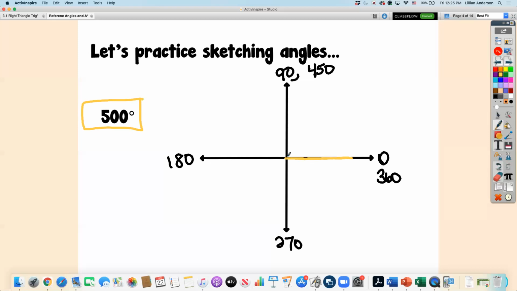So my initial side is here on the positive x-axis. My terminal side is in the second quadrant. Again, I don't care how far in the second quadrant it is, as long as it's in the second quadrant. And since we went around one full revolution, one full 360, I have to draw my curve to represent 360 degrees, and then the remaining 140. So then this would represent 500 degrees.